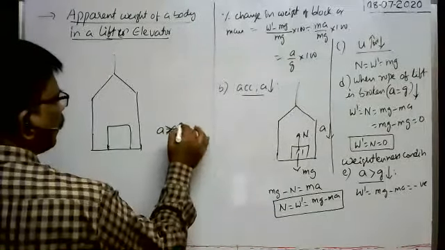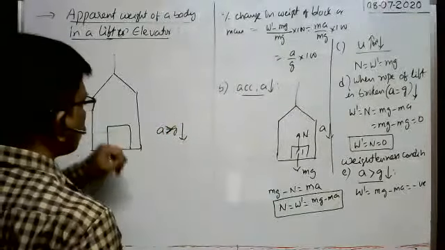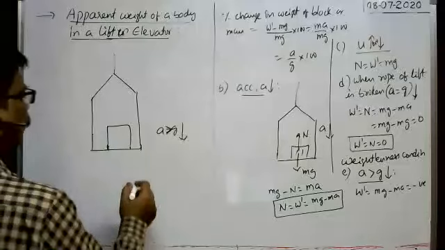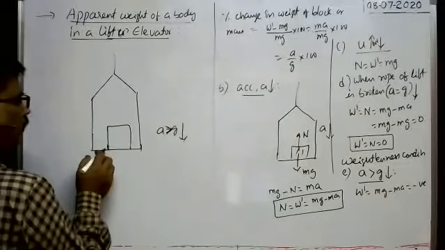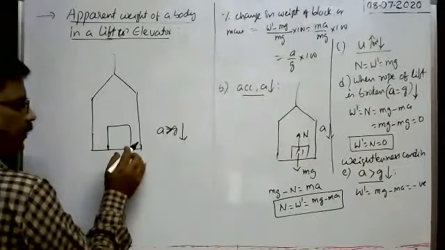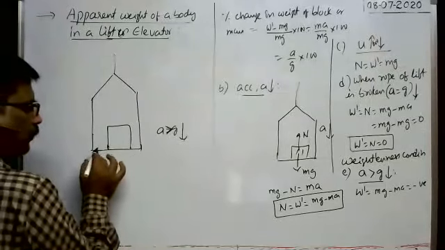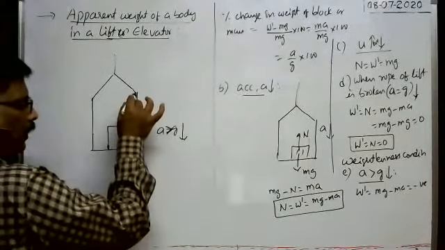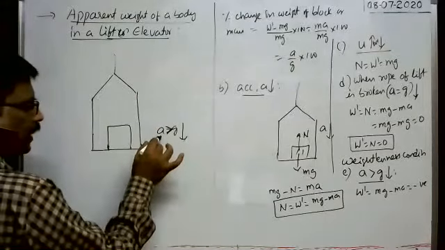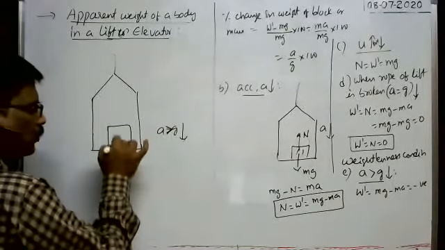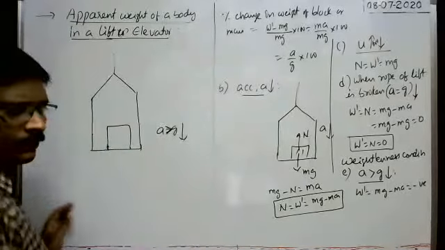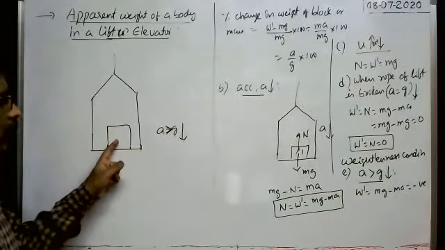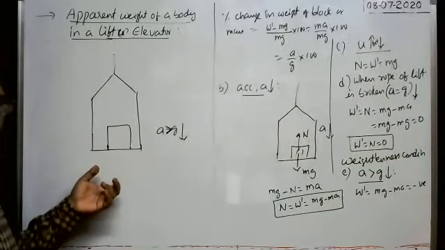A greater than G downwards. When the lift comes down with an acceleration greater than G, you see, of course, this block is not fixed to the floor of the lift. So here, the lift comes down with an acceleration greater than G, but the block comes down because of gravity, no? Whenever we are standing on the lift, because of gravity only, along with the lift we come down.